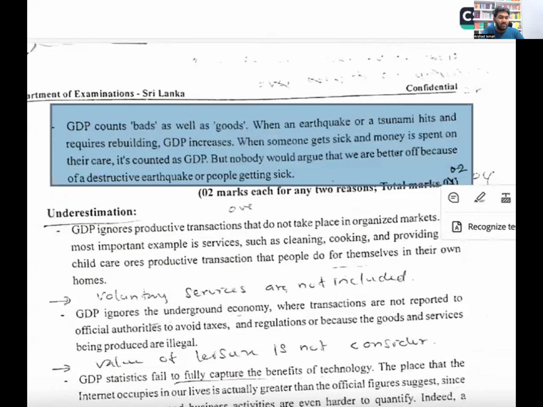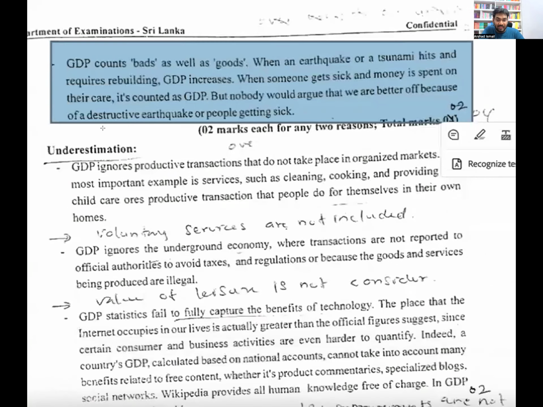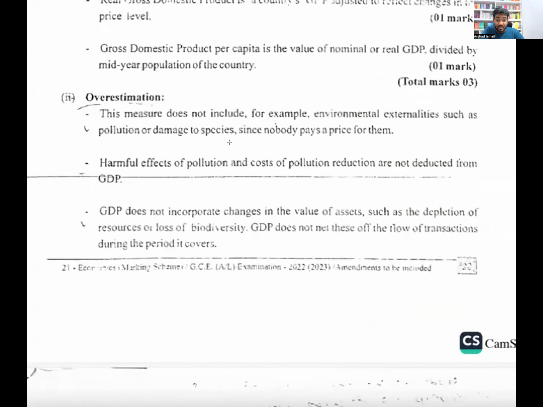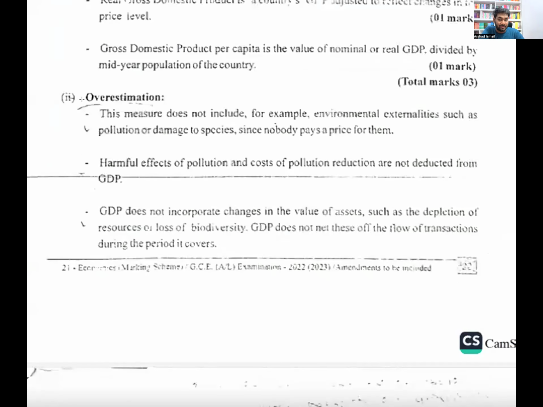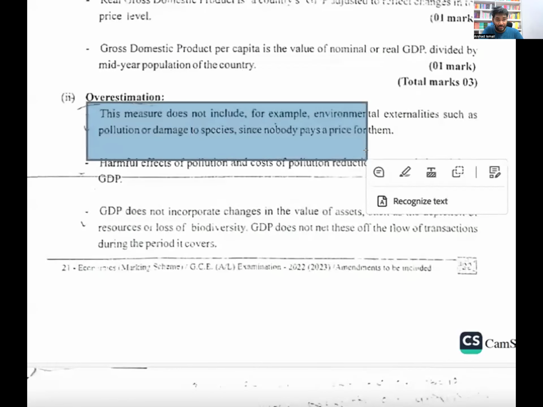And you can also talk about what we talked about, right? It does not include productive activities like, for example, housewives' contributions. It doesn't take into account some productive activities because of the informal economy, because no one reports, it gets omitted. So all of that you can say. So that is overestimate. For underestimate, you can say that. So these are for overestimation, right? It could be an overestimate because ideally you should reduce these things, environmental pollution, it has to reduce your GDP, but you don't do that.